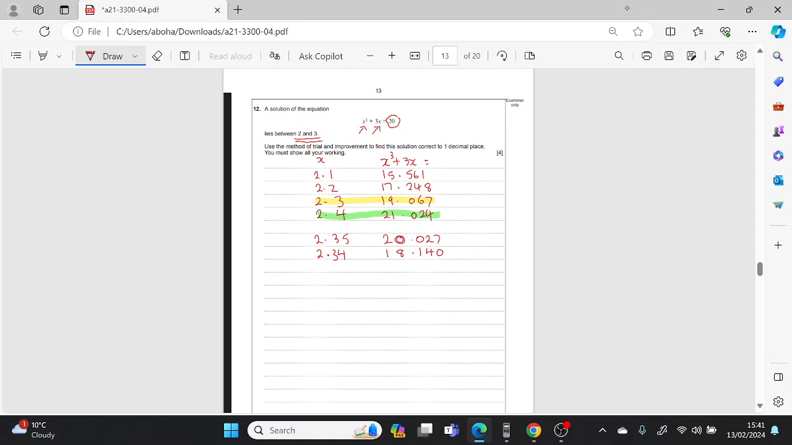There we go, of 18.140, okay? So we know that 2.35 is too high. So the answer is obviously going to be 2.34 something, which means that to one decimal place, the answer has to be 2.3. So the answer is going to be 2.3 to one decimal place.